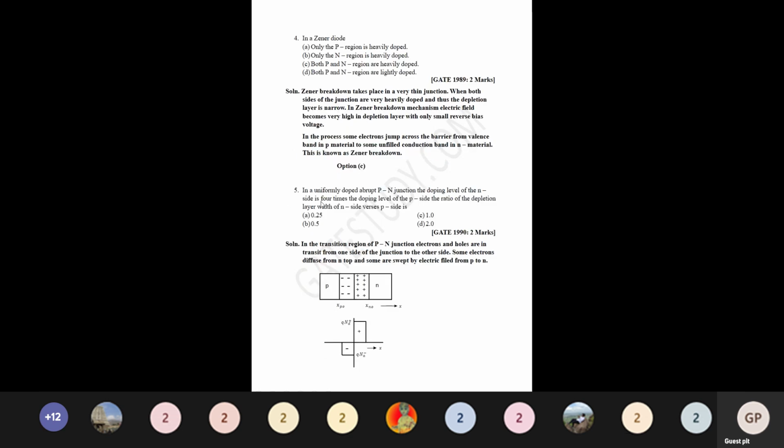Or we can determine the answer simply like this: in a uniformly doped abrupt PN junction, the doping level of the N side is 4 times that of the P side. They are asking for the ratio of the depletion layer widths. Okay, so from P to N, the P type is 1 and the N type is 4 times P, so the depletion layer ratio from P to N is 1 by 4. So obviously the answer is 0.25.